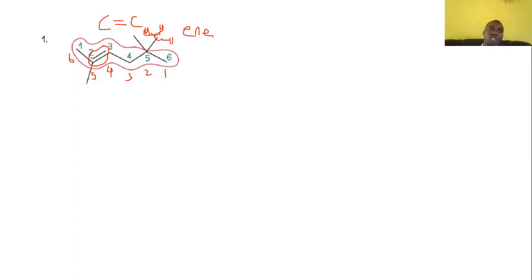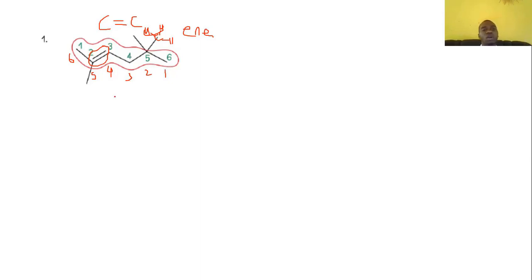Then this one here, this is 2, so it's on position 2. The correct numbering here is to start from the left because the double bond will be on 2. But if we started from the right, the double bond is going to be on 4. So when it comes to alkenes, you follow the double bond. The double bond is the one that is supposed to have the lowest position.